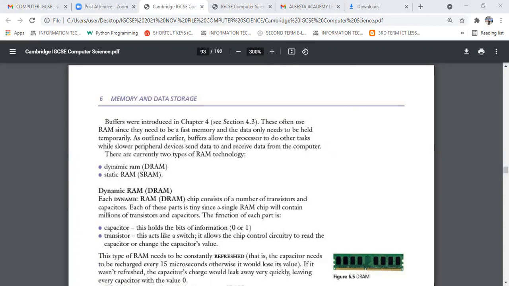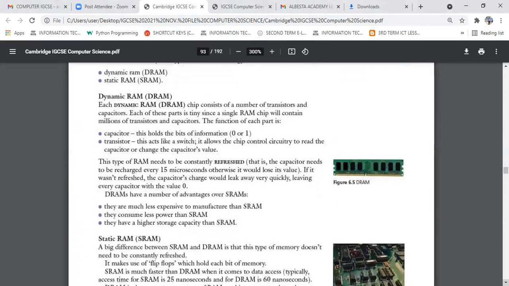So a dynamic RAM chip consists of a number of transistors and capacitors. Each of these parts is tiny, since a single RAM chip will contain millions of transistors and capacitors. So dynamic RAM consists of both capacitors and transistors. Remember that we said RAM is a memory location. Okay? This type of RAM needs to be constantly refreshed. That is, the capacitor needs to be recharged every 15 microseconds, otherwise it will lose its value.